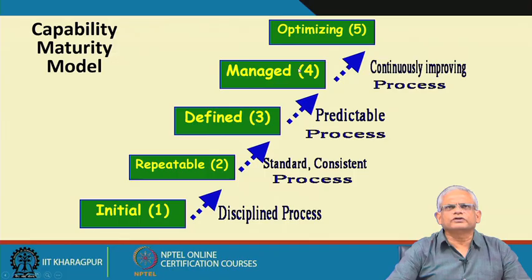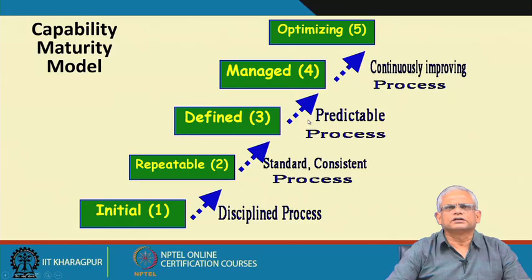In level 4, it is necessary to have a predictable process, that is, the process performance needs to be measured, and whether the goals that are there are met is identified, and corrective actions are taken if the goals are not met.